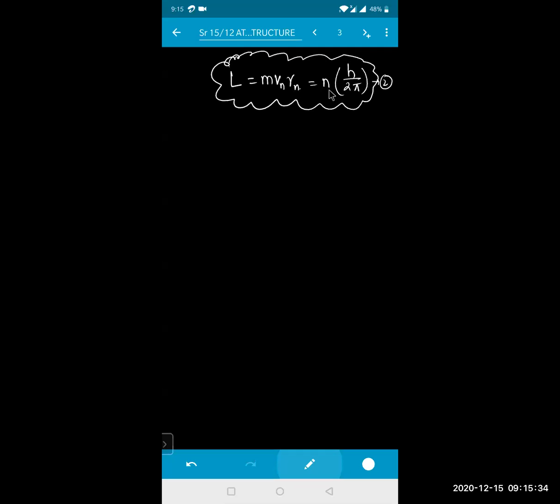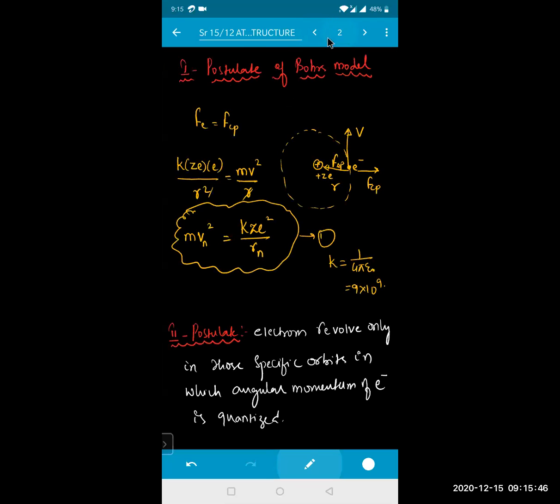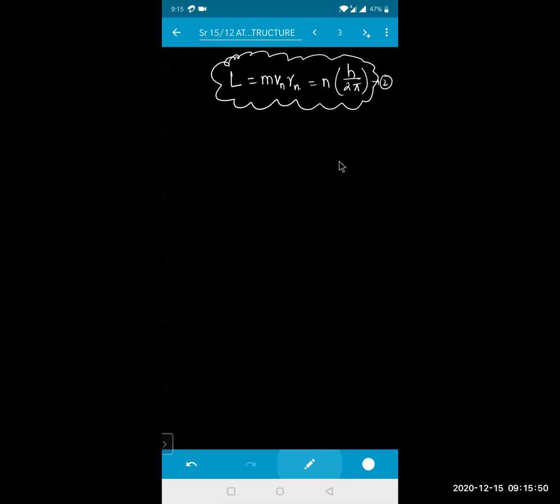So substitute the values, where we get this as equal to n into h by 2 pi. That means a stable orbit around the nucleus is one for which both equation 1 and 2 are satisfied. The first equation we wrote is equation number 1 and this is equation number 2. So what is the given condition?